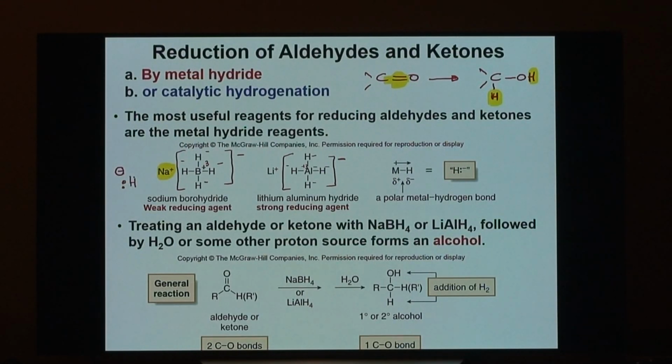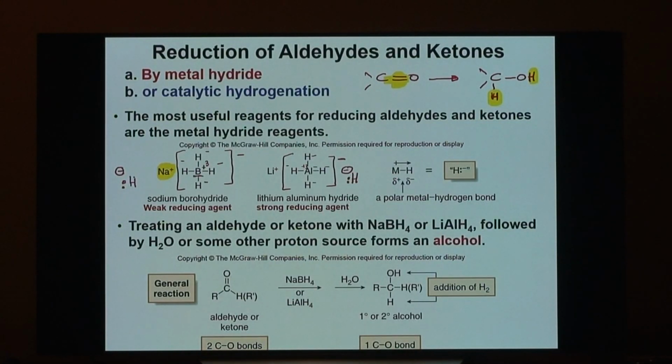So this is why we say that the hydride that results from sodium borohydride is a weak reducing agent compared to the hydride that results from lithium aluminum hydride. The hydride from lithium aluminum hydride has more electron density around it because aluminum is less electronegative. So it's not going to steal the electrons away from the hydrogen. This is why the hydrogen that comes from lithium aluminum hydride is a stronger reducing agent.